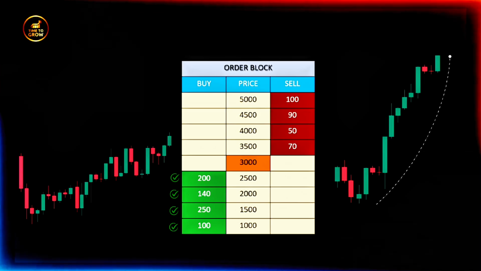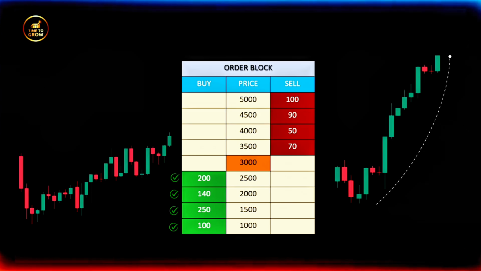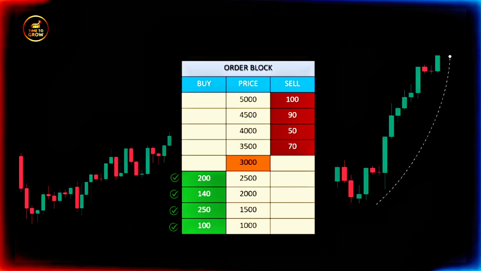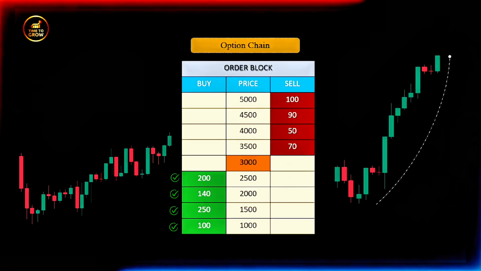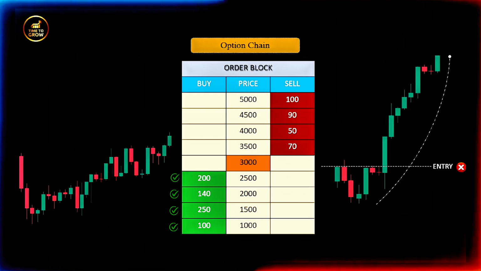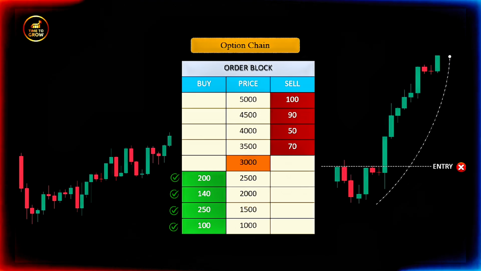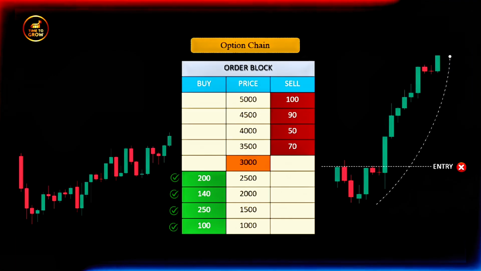Now, when you are trading live, you obviously cannot keep checking buyer and seller numbers manually every time through tools like the option chain. If you try doing that, you might end up missing a very good trade entry. That's why, while reading the chart, you must stay focused and observe the candles carefully.